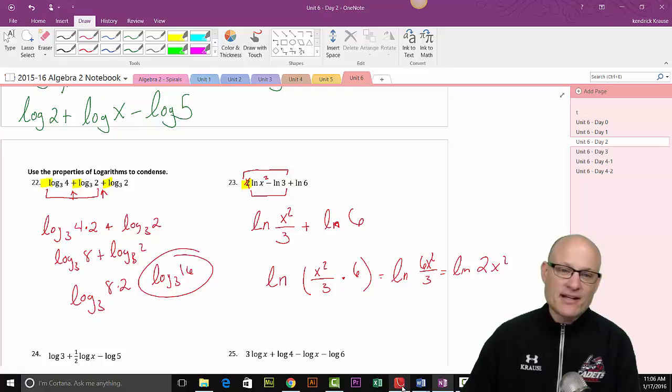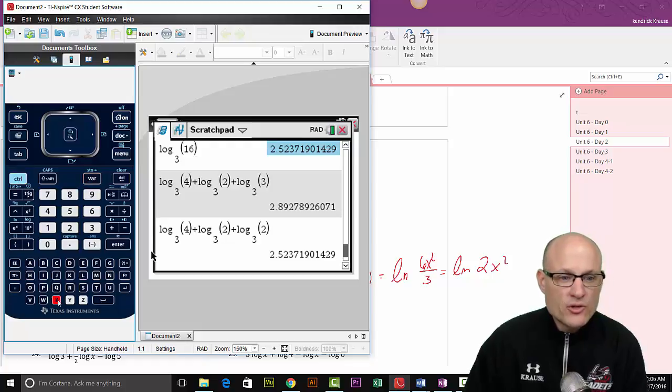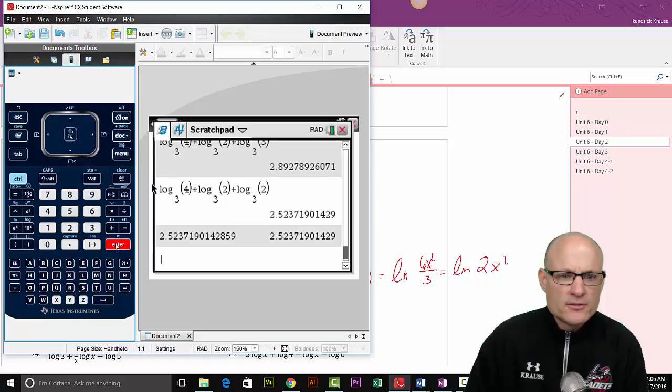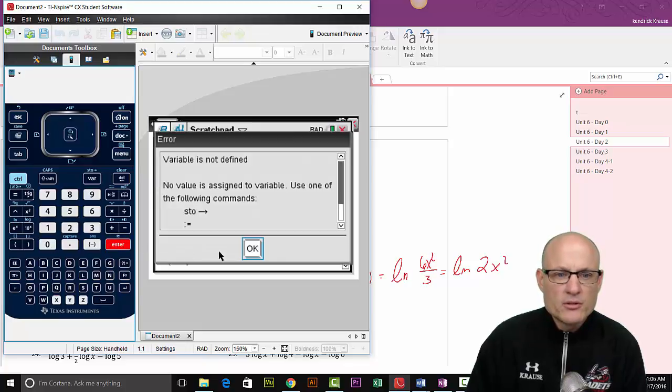Now I want to test that because I don't think that's right. Let me stow some value into x. 2.3, stow x. Oops, why am I not on here? 2.3, stow x. And then I'll do the natural log of 2x squared. Get some stupid number.